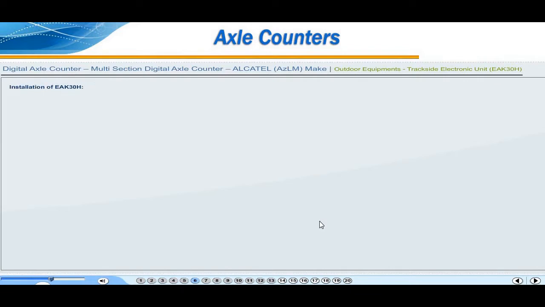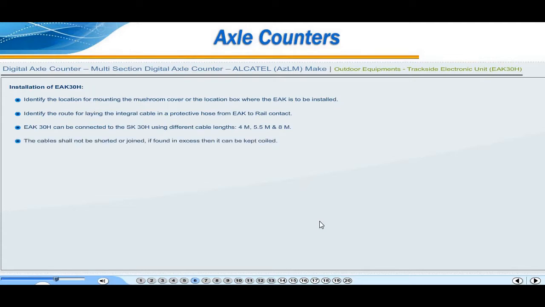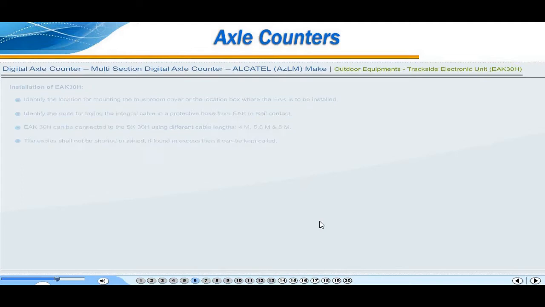Installation of EAK30H. Identify the location for mounting the mushroom cover or the location box where the EAK is to be installed. Identify the route for laying the integral cable in a protective hose from EAK to rail contact. EAK30H can be connected to the SK30H using different cable lengths: 4 meters, 5.5 meters and 8 meters. The cable shall not be shortened or joined. If found in excess, then it can be kept coiled.